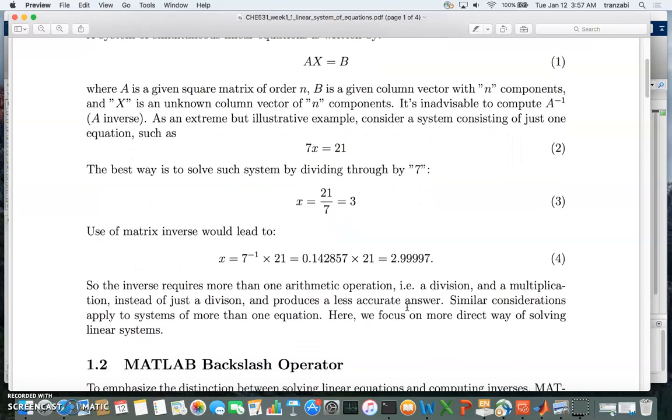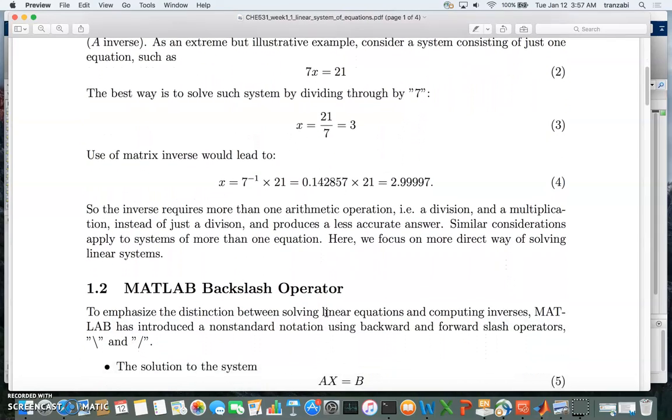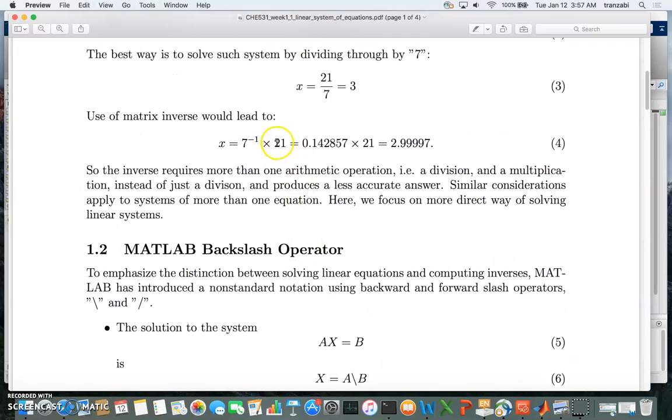Now which one is more preferred, the first approach or the second? We have to see what MATLAB does and which one is actually implemented in MATLAB. MATLAB actually does the second approach. It doesn't do the first approach, because that is how we do it in our brain. But in MATLAB, what's happening is actually the second approach. It finds the reciprocal of 7 and then multiplies by 21.